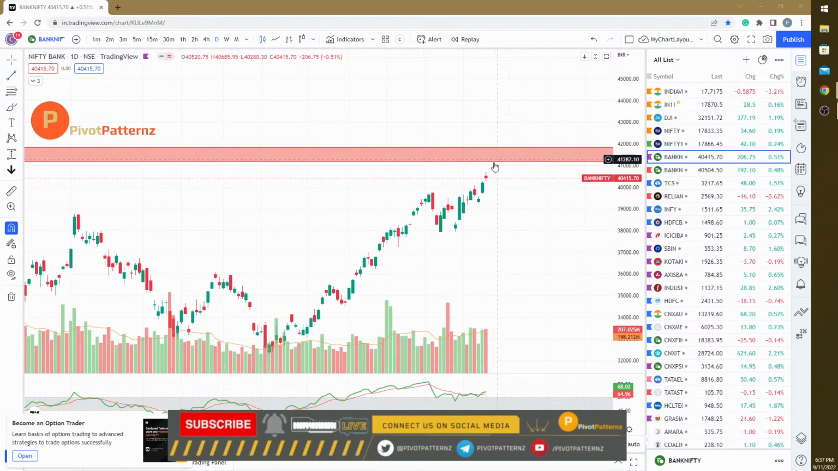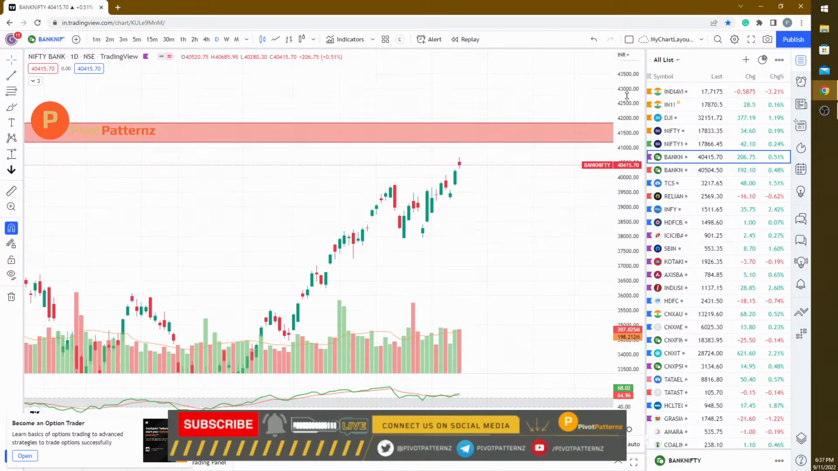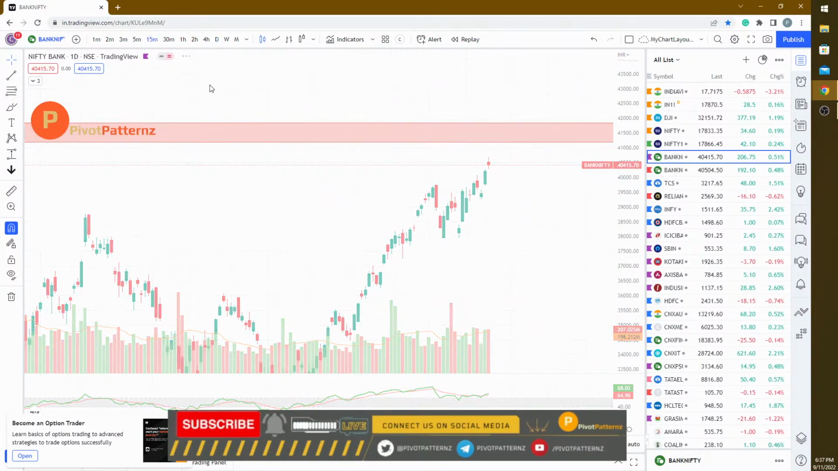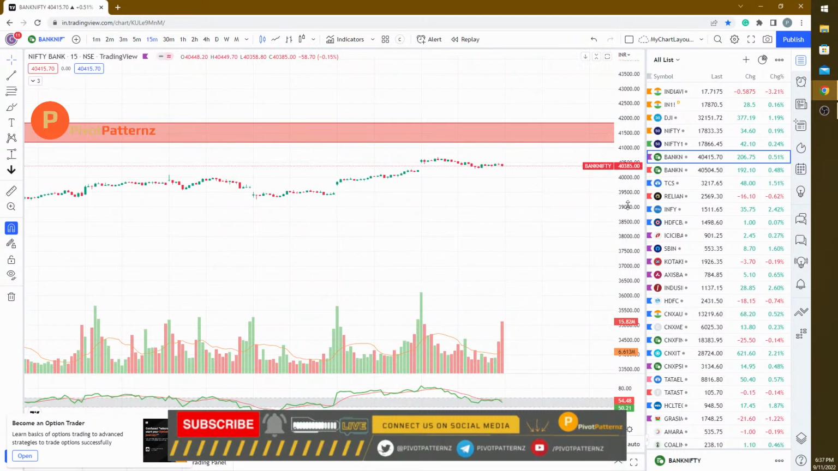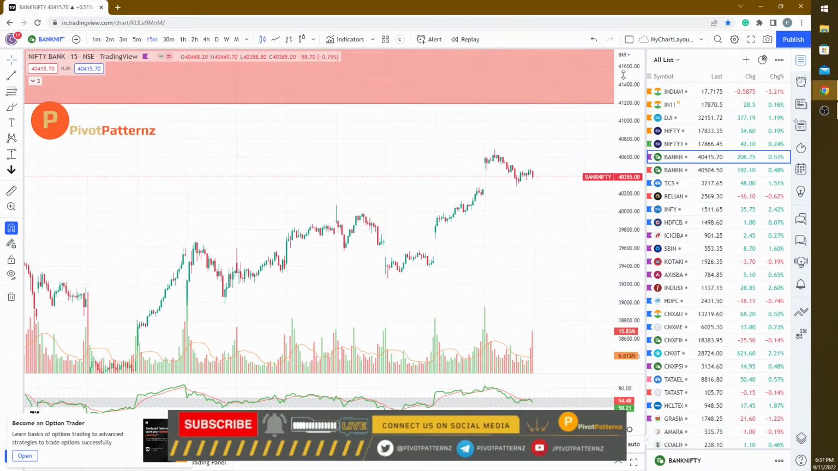But when you are shorting on this supply zone, make sure that RSI is not beyond 60. Only when it is less than 60, try to short this whenever Bank Nifty reaches here. What if Bank Nifty comes here with RSI greater than 60, 65? Please don't short it, be it on the 15 minutes, be it on daily or whatever. Let RSI come below 60, then only go ahead and short.